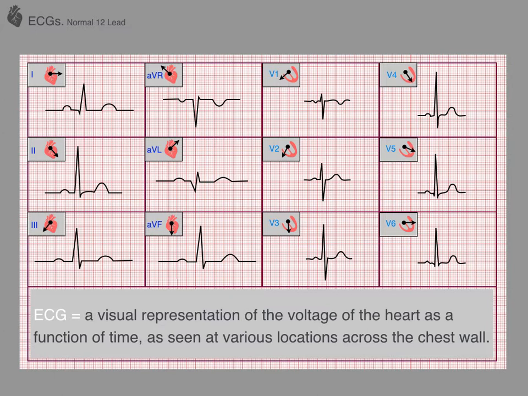Just a reminder, because I'll keep reminding you of this, but an ECG is a visual representation of the voltage of the heart as a function of time, as seen at various locations across the chest wall. So all we're doing is going around and taking a snapshot of the electrical activity seen from different locations in order to build up what is effectively a three-dimensional image of what's going on within the heart.